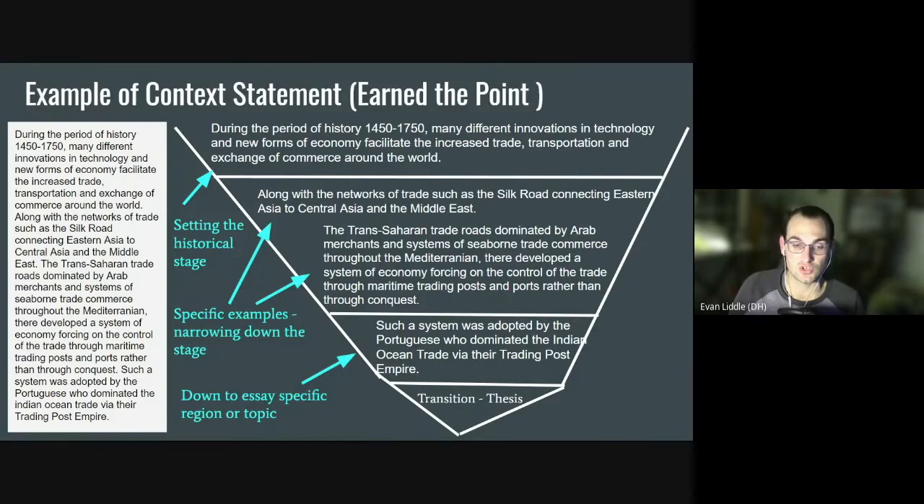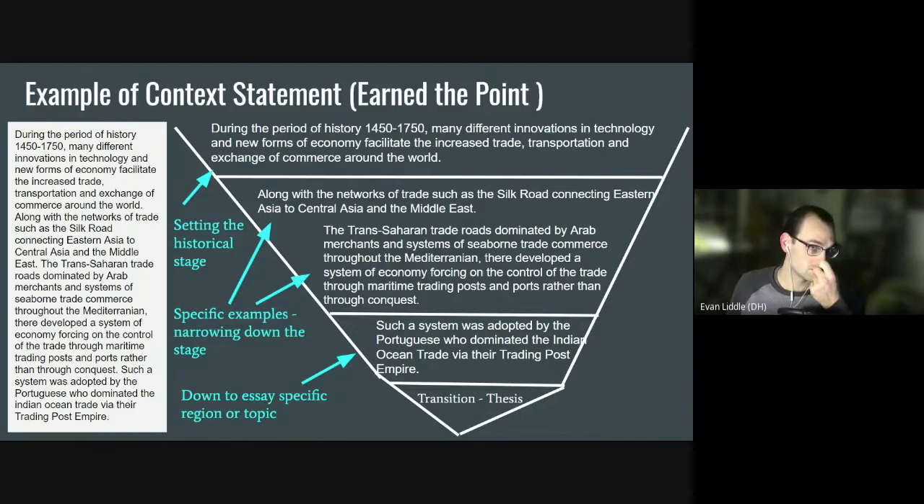Now, the one thing I would caution about this particular contextualization statement is that the mention of trading post empire precludes that from being mentioned again for any kind of points in the rest of the essay. Same thing with all of the trade networks that they mentioned above. If they wanted to use those for, say, evidence beyond the document or outside evidence, they now would not be able to. So you do have to be careful of double dipping.